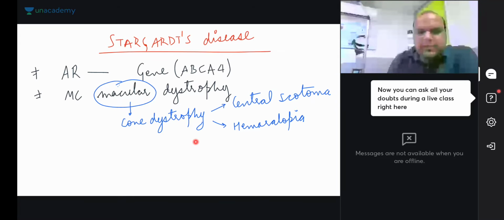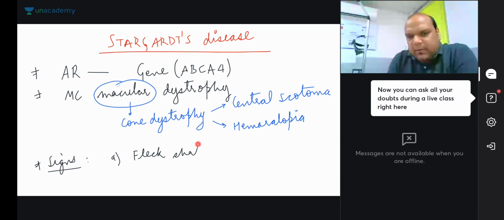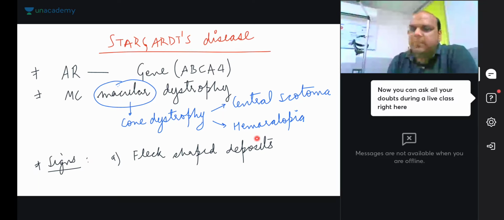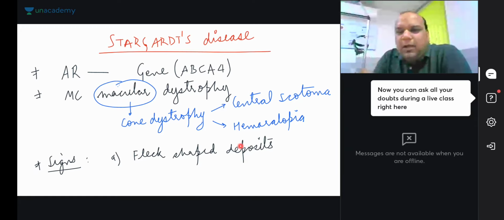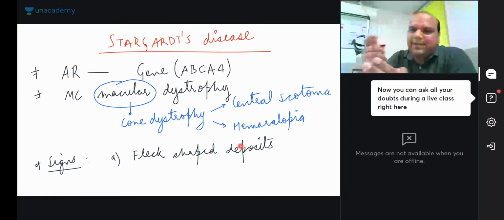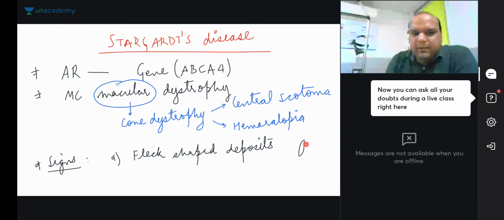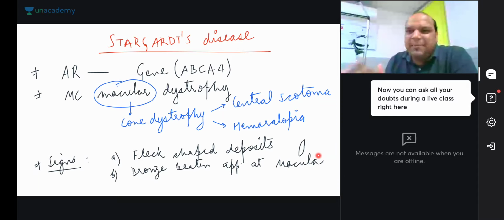Now, what are the signs? This is where the beauty comes in. Signs are number one, fleck-shaped deposits. If you've seen flattened rice, which you call poha or chura or whatever you call it, that is a fleck-shaped deposit, a flattened shape like this. Then a bronze beaten appearance at the macula.